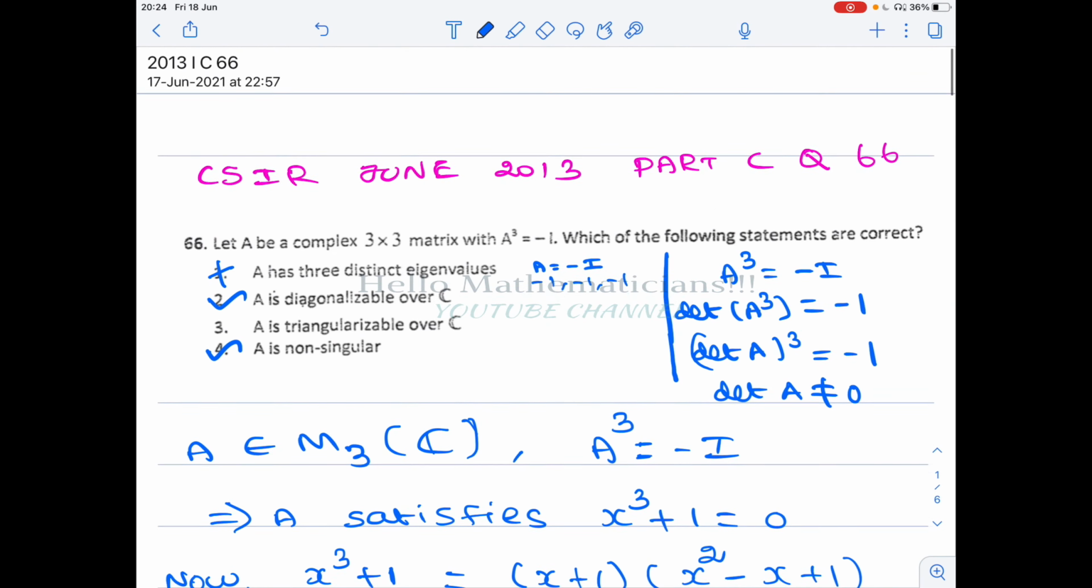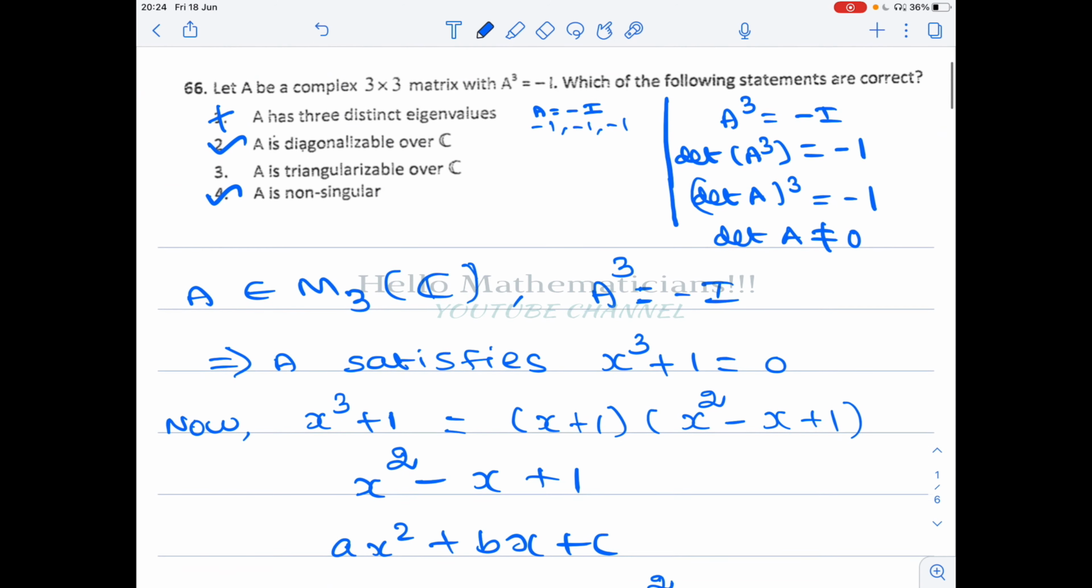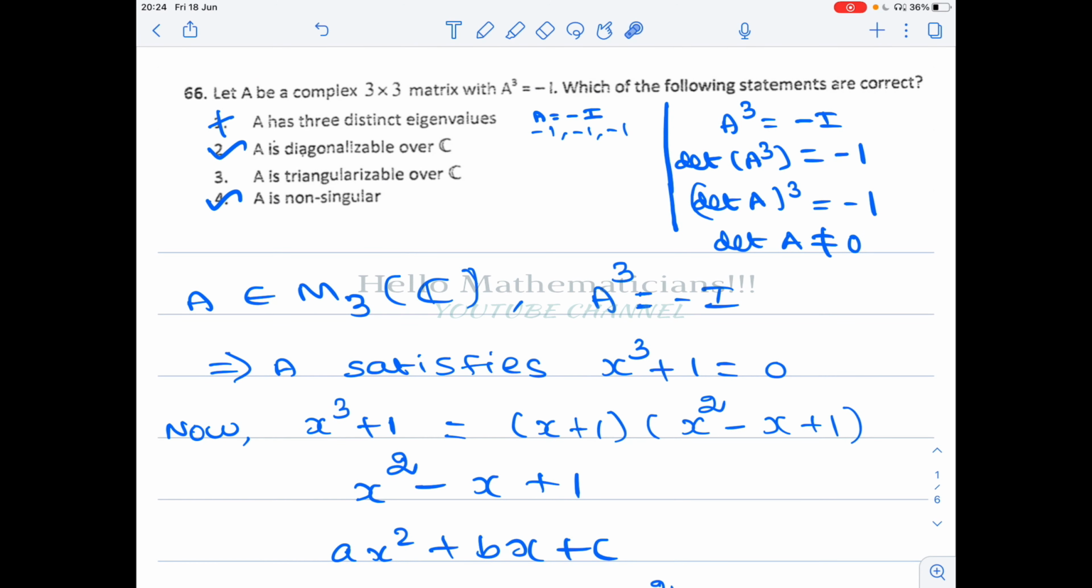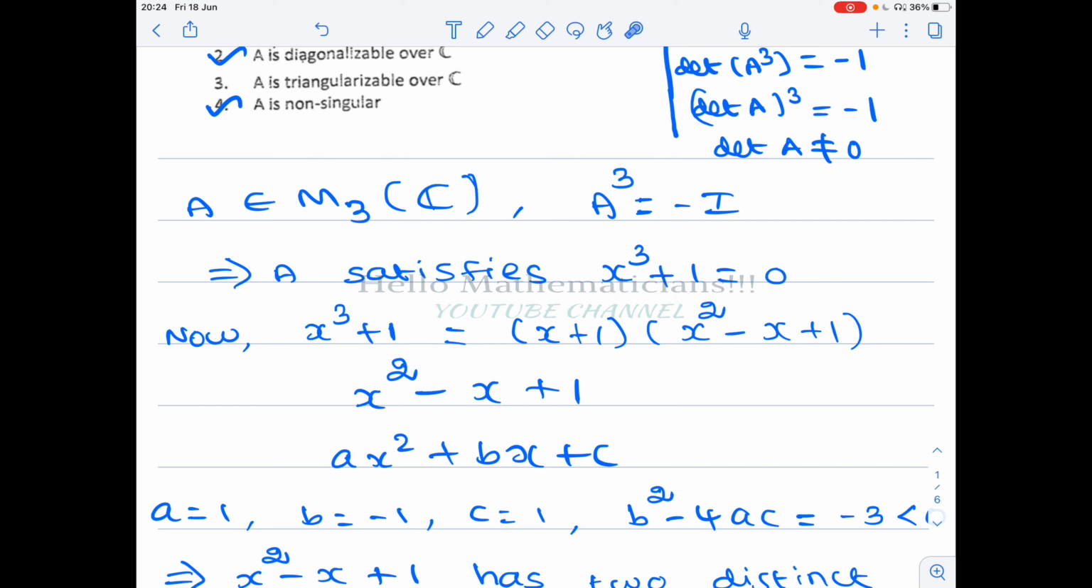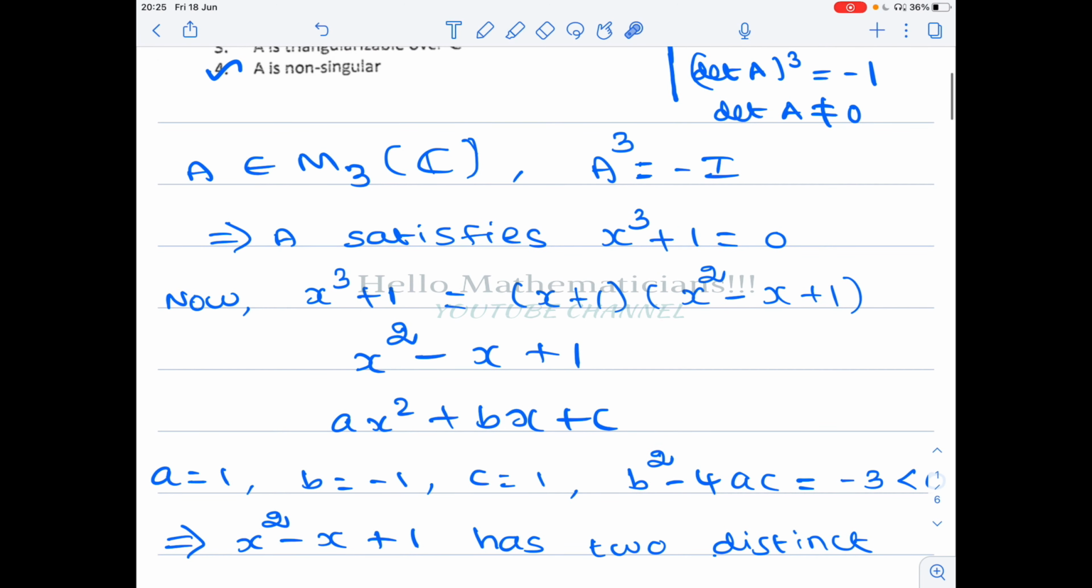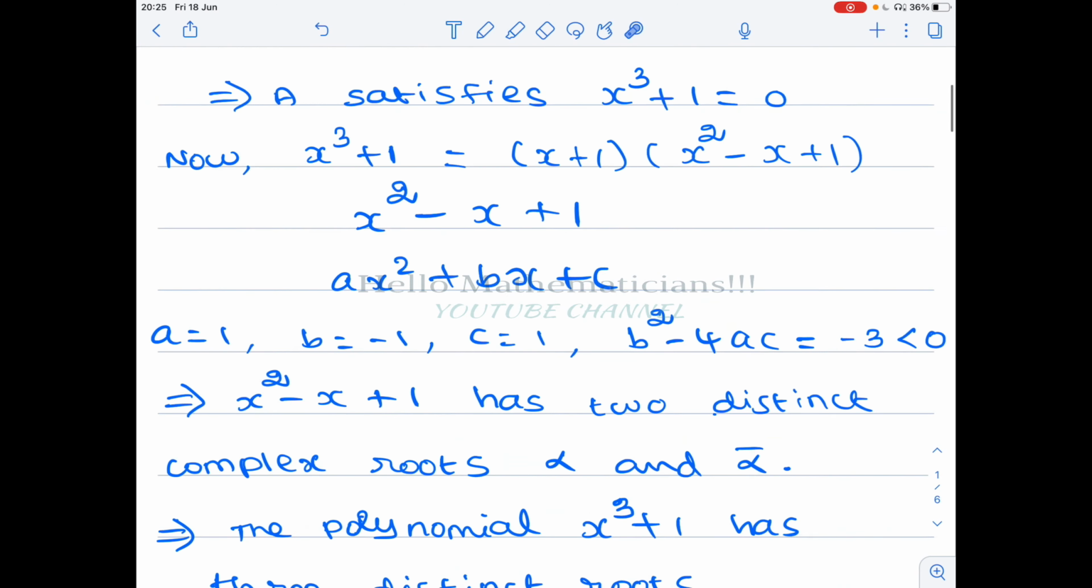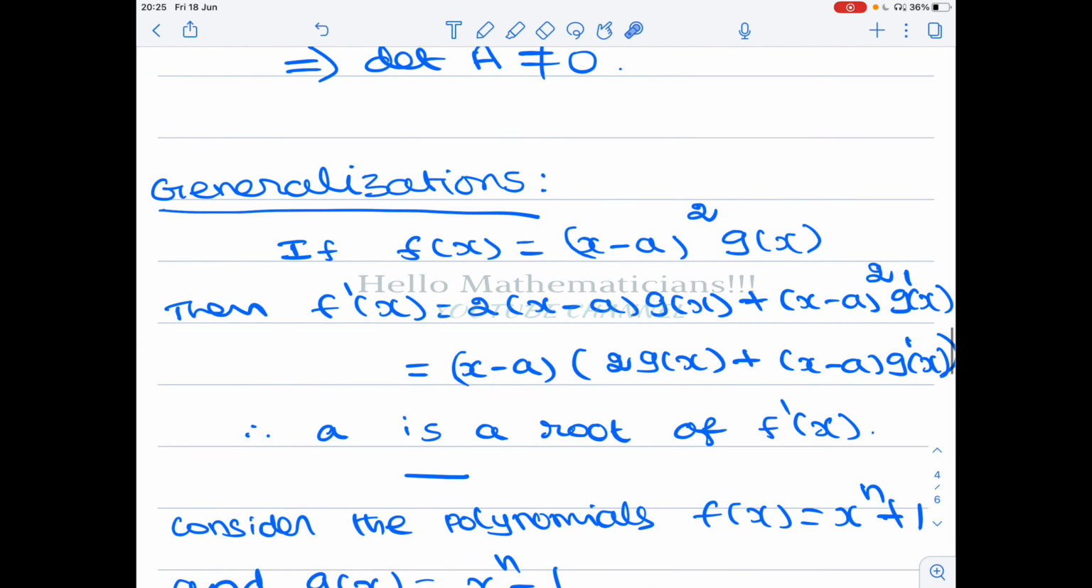Before going to triangularizable, we just saw that this polynomial x cube plus 1 has distinct roots. Therefore, if a matrix satisfies this polynomial, then its minimal polynomial should divide this polynomial. Since this polynomial has distinct roots, the minimal polynomial will have distinct roots in C. Therefore, that matrix will be diagonalizable over C. Correct. Now, the same idea can be used for a more general case. So, let me first explain that.